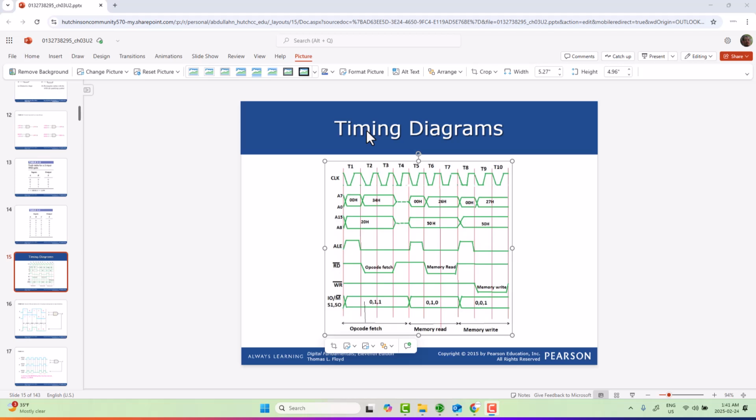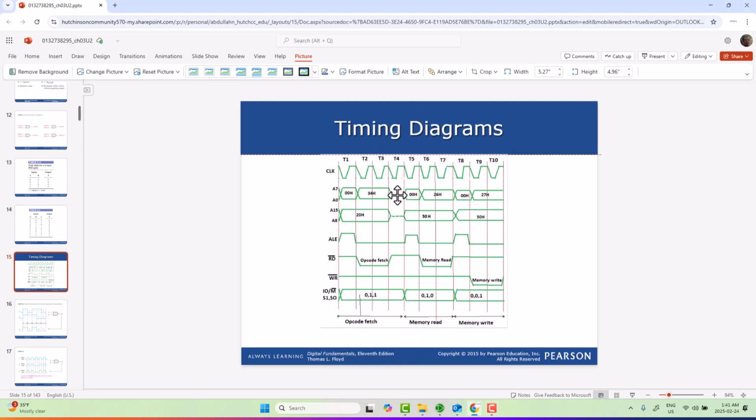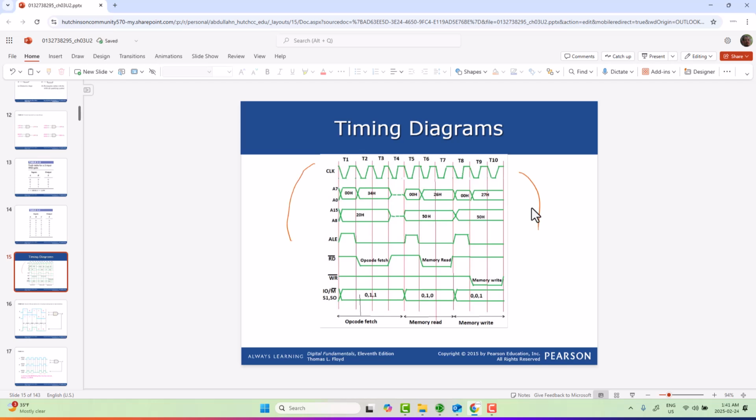In this session, we'll be discussing timing diagrams. Timing diagrams in their simplest form are just graphic representations. So in front of us here, timing diagrams. So you can see it is a two-dimensional thing. So what is the purpose of the timing diagram?